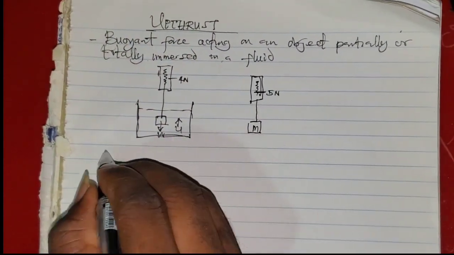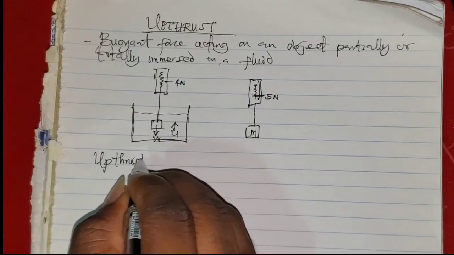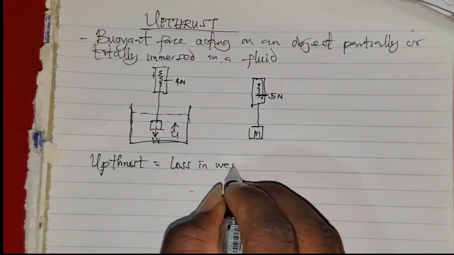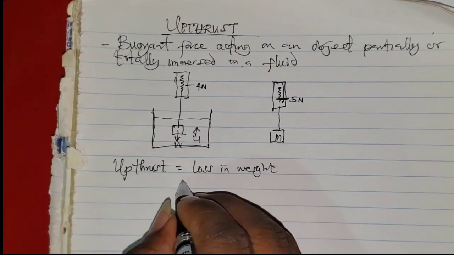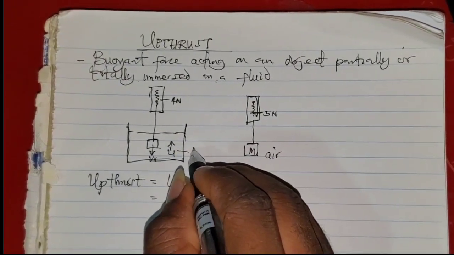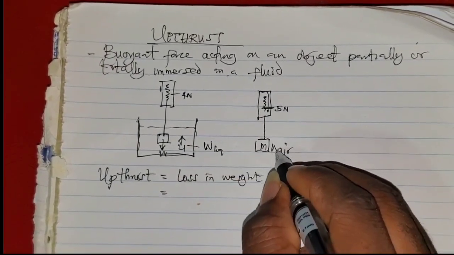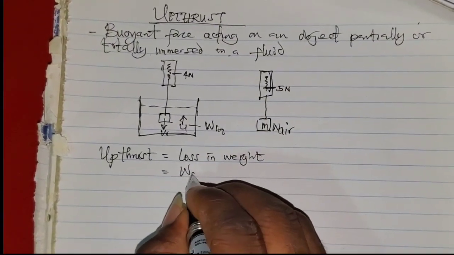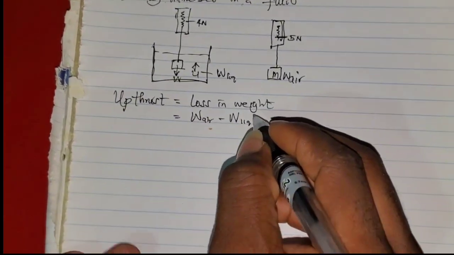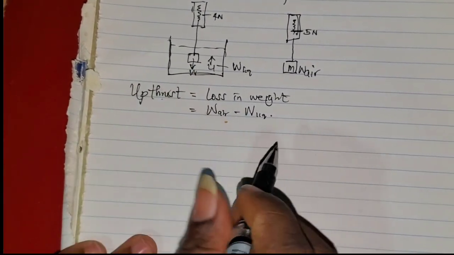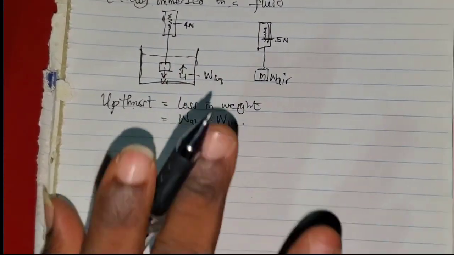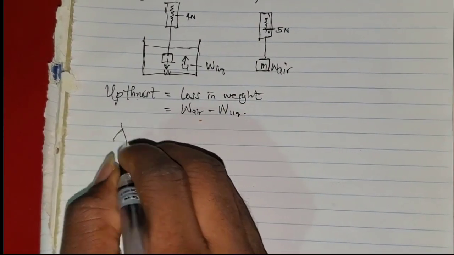So we can say the upthrust of a solid is equal to the loss in weight of a substance. And what's the loss in weight? We recorded the weight in air and the weight in liquid, so the loss in weight is weight in air minus weight in the liquid. This upthrust is also equal to the tension in the spring, that is, the spring balance reading. So there's what we have to understand.